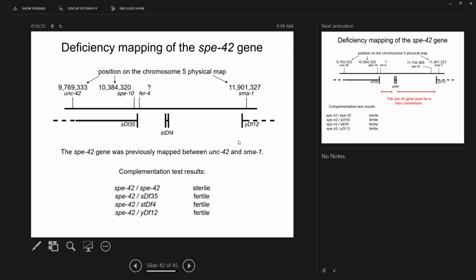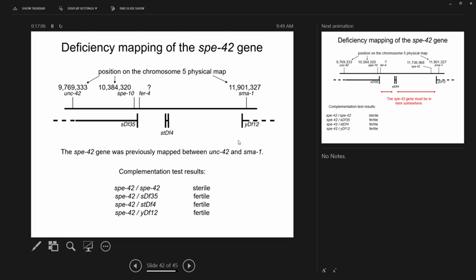That means that the SPE42 gene can't be anywhere in this area that's covered by S-diff35, because if it was, there would have been no SPE42 plus, and it would have been sterile. So I already knew SPE42 was between UNC42 and SMA1. Now I know it's between here and here. Not quite half, but that's almost 1 million bases that I cut off just with one cross.